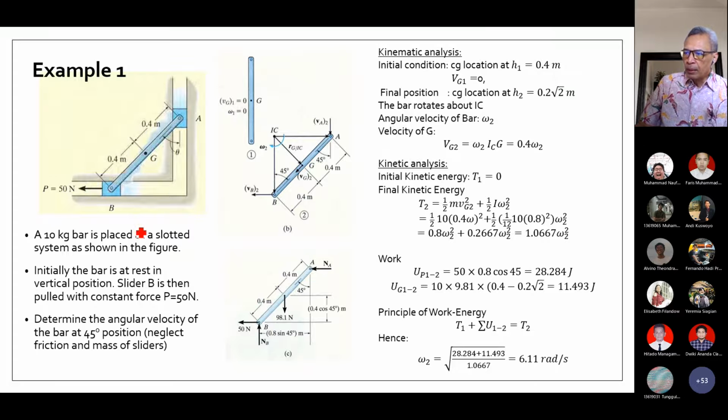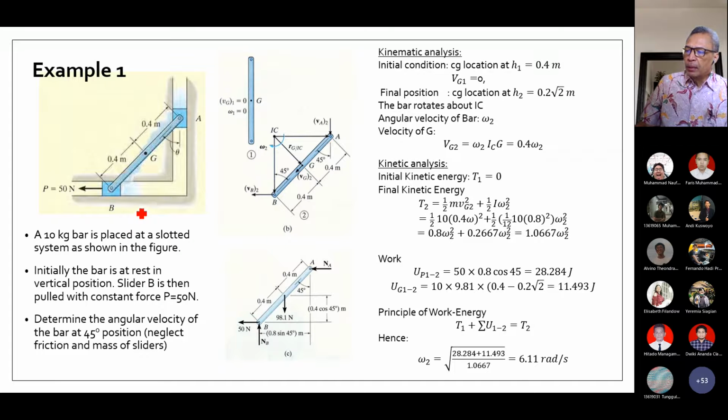The mass of the bar is 10 kilograms, and initially the bar is at rest in a vertical position like this. So the velocity of this bar is 0 at its center of gravity, and the angular velocity is also 0. So by using this information, you know that all points on this rigid bar also have 0 velocity.